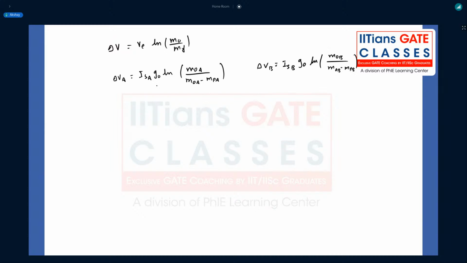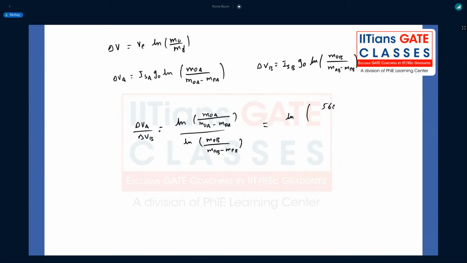So now if I take a ratio of these two, delta VA divided by delta VB, that is going to be: Isp is the same for both engines. g naught is the gravitational constant, so that is also the same. So that cancels. So I'm left with ln of m naught A divided by m naught A minus MPA, whole divided by ln of m naught B divided by m naught B minus MPB, right? So now everything is known to us. So we can substitute the numbers.